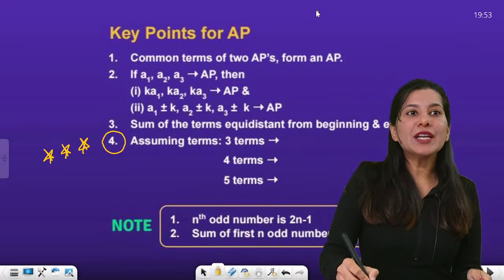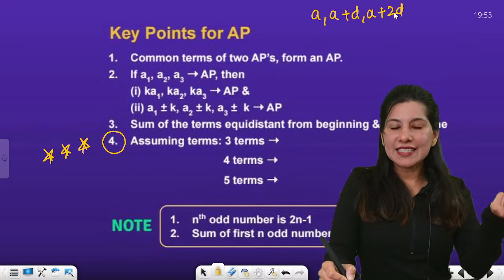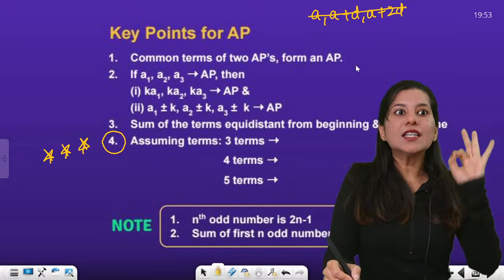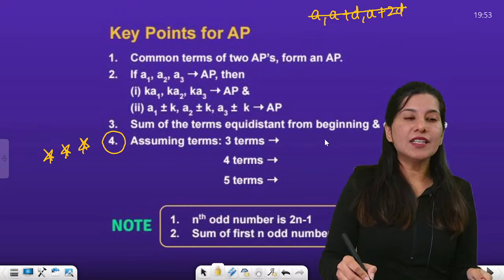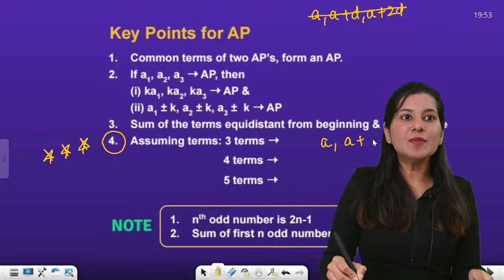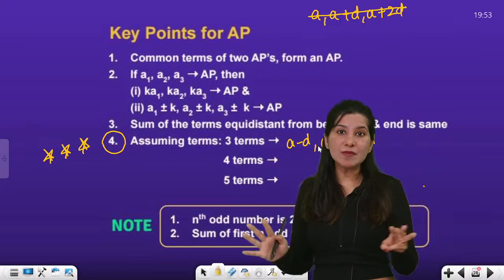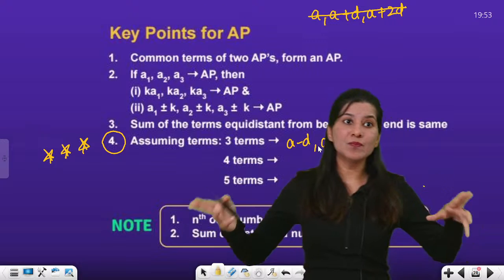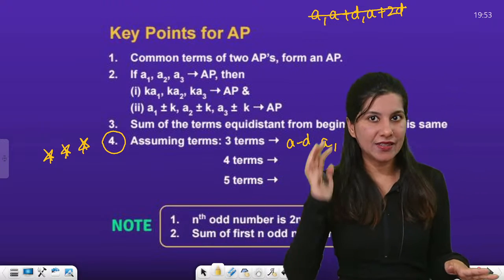So one way of doing it is to take a letter... AP, right? First instinct will be this, but no, you don't have to do that. Whenever 3 terms in AP are given to you, always take those 3 terms: the middle term will be a, the third term will be a plus d, and the first term will be a minus d. So basically when you need to assume 3 terms in arithmetic progression, you will take a minus d, a, a plus d. I hope this is clear.